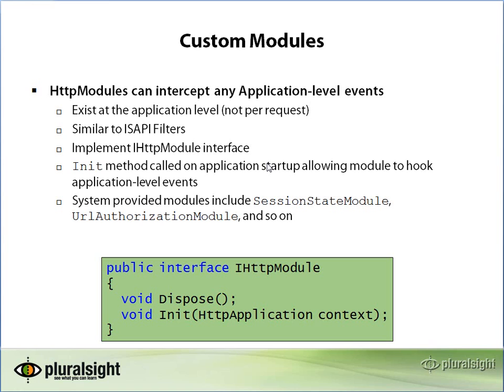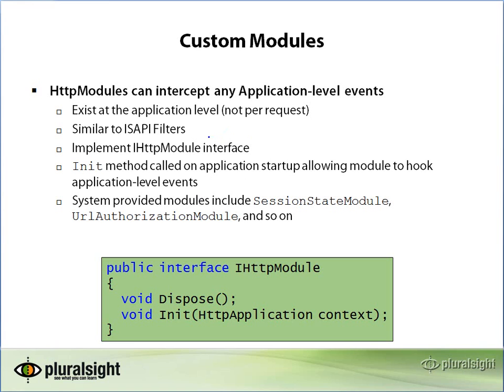So you can do everything in a global ASAX file that you can do in a module, but we'll talk about why you might want to do something in a module versus global ASAX in a few minutes. So just keep that in mind, that in terms of functionality and types of things you might do, modules are essentially equivalent to top-level application objects. So how do these work?